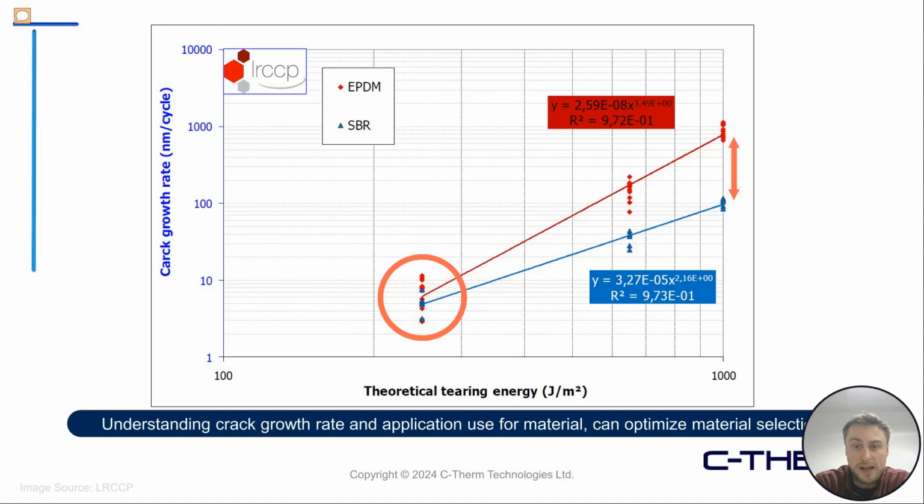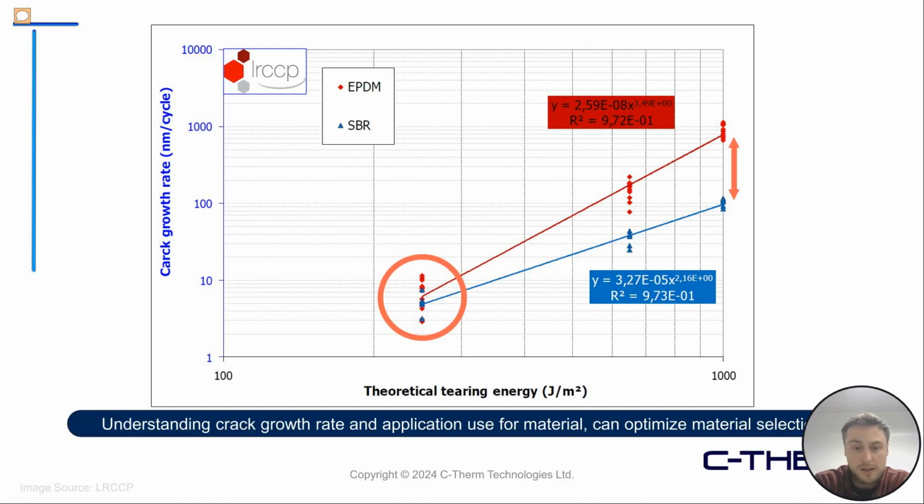And just to give us a quick example of what one of these charts will look like. So here's a crack growth rate versus tearing energy plot provided by LRCCP in France, where we have two different materials, EPDM and SBR rubber. And we can see here at low tearing energies, both of these materials show similar crack growth rates. But as we increase our tearing energy, or our strain, the amount of force this material is seeing, we see that the two begin to differentiate. This is on the logarithmic scale as well.